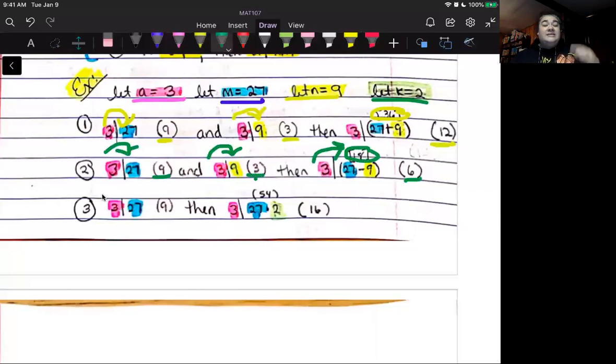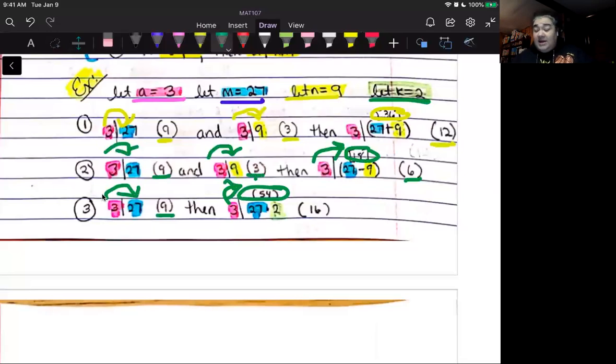Now, last but not least, Theorem 5.3 says that if A goes into 27 evenly, then it should go into any multiple of 27 evenly, right? So let's see. We know that A divides into 27 evenly. It goes in 9 times with a remainder of 0. So if we take a multiple of 27, in this case times 2, we're going to say 27 times 2, which is 54. A should, according to this theorem, divide into 54 evenly with a remainder of 0.